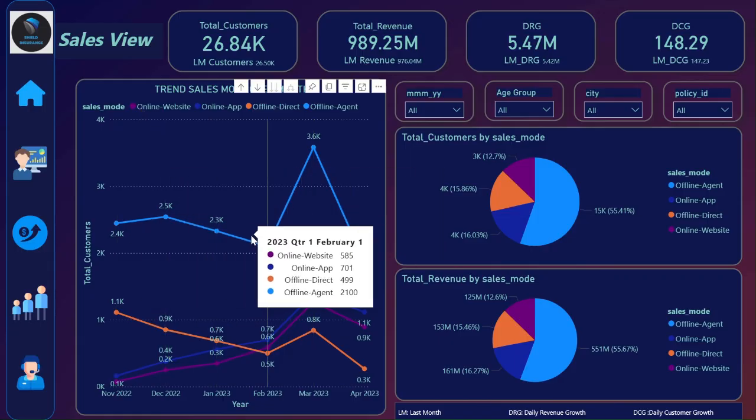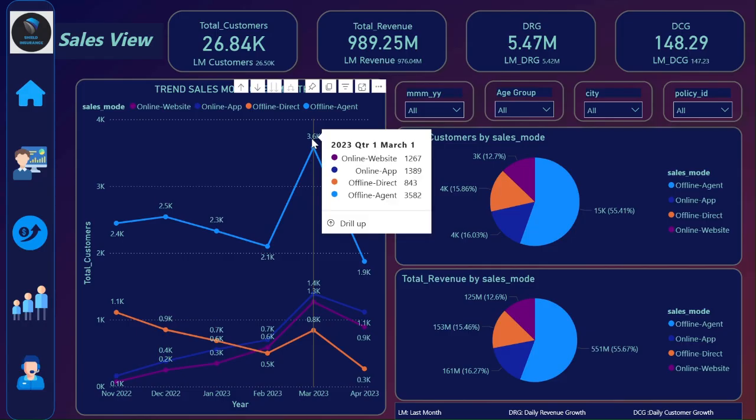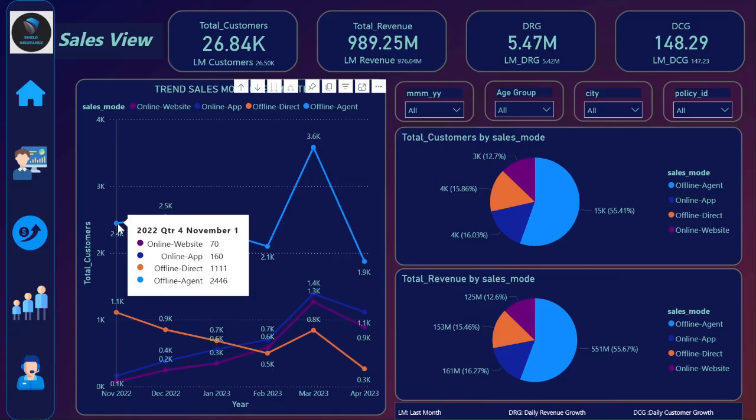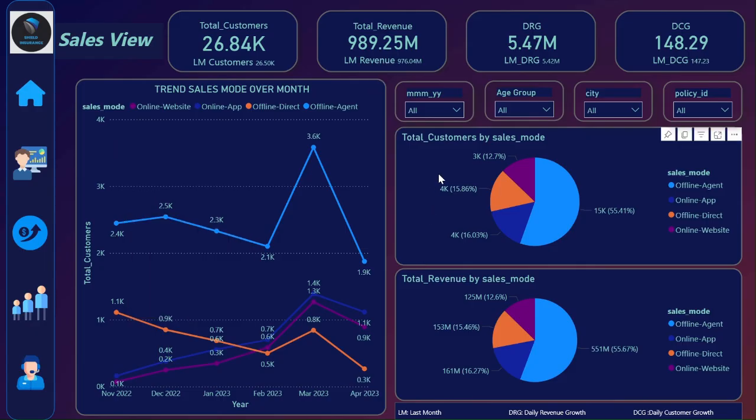This is showing the trend: in March 2023 there is the highest revenue and highest customers. And the total customers by sales mode, we are using a pie chart. This is the offline. For the customer and the revenue, both are the same. As the customers increase, the revenue also increases, and vice versa.